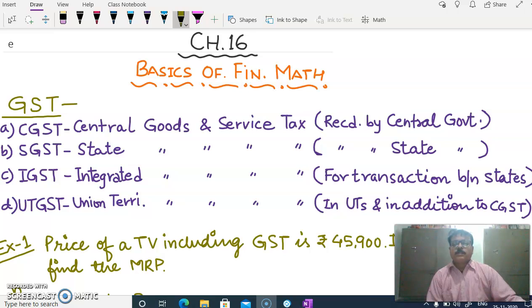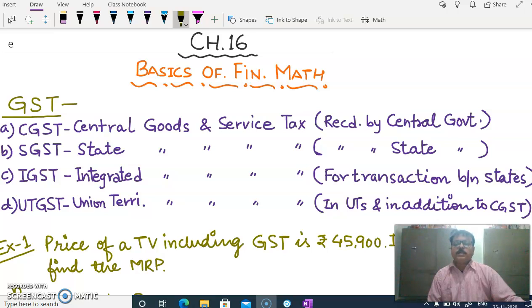As we have discussed earlier, today we will be talking about GST. That is goods and service tax, an indirect tax levied on goods and services. There are certain types of GSTs which we have to discuss. First one is CGST, that is Central Goods and Service Tax, which is the tax paid by the consumer and received by the central government.